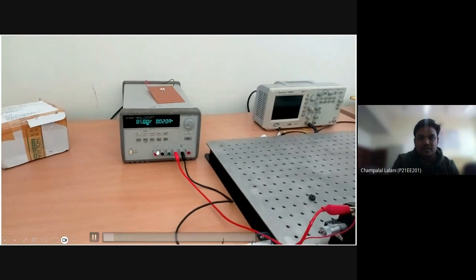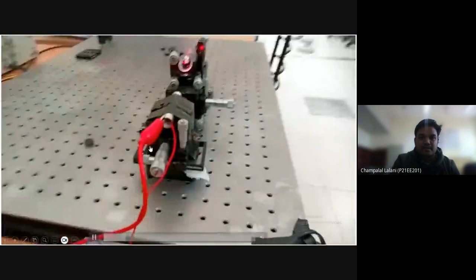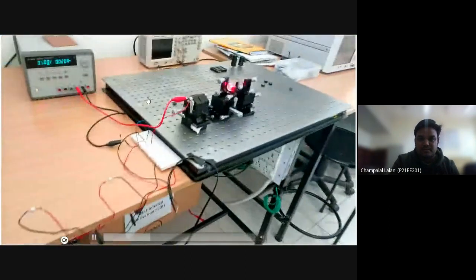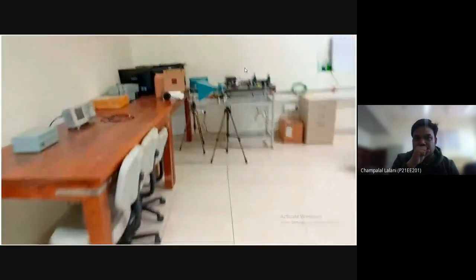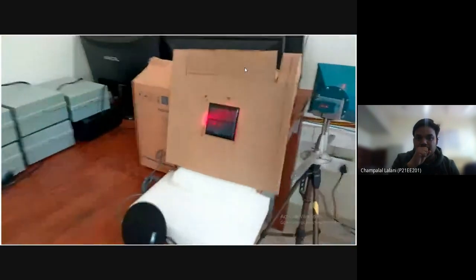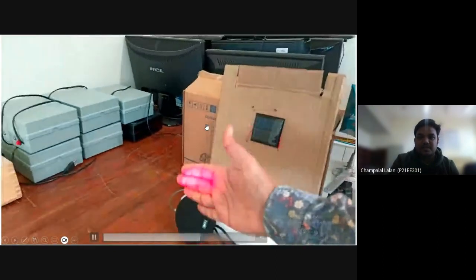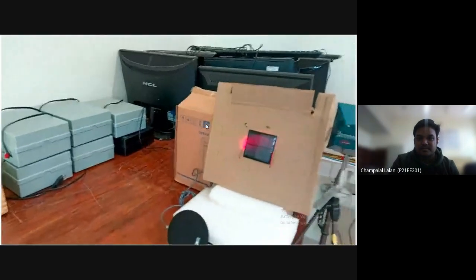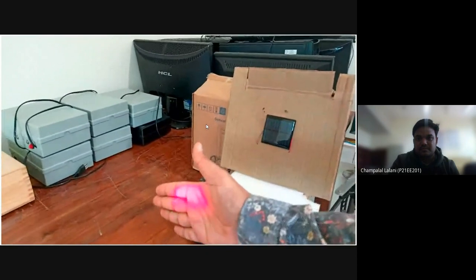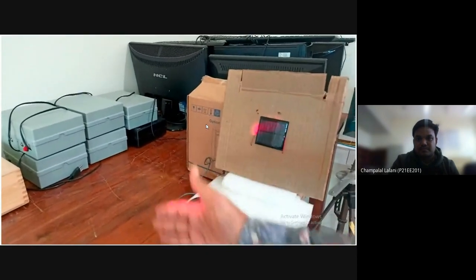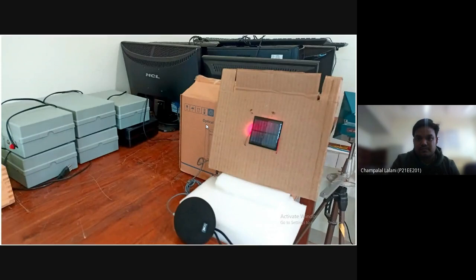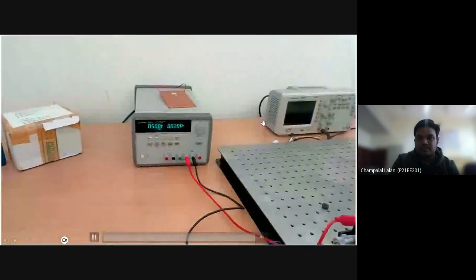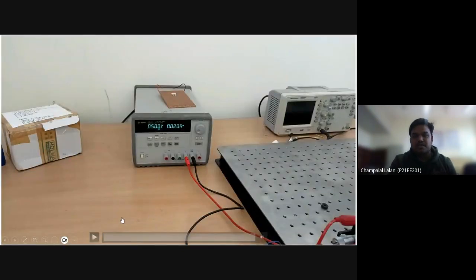This is the battery. This is the laser. These lenses are to collimate the light so that it moves to a longer distance. This is the source. That is the other end of the lab. This is the receiver. When I obstruct it, the song stops. So this was the small video that I have made.